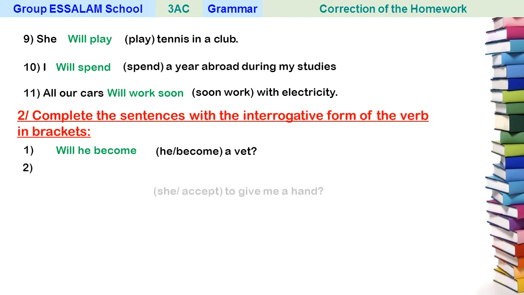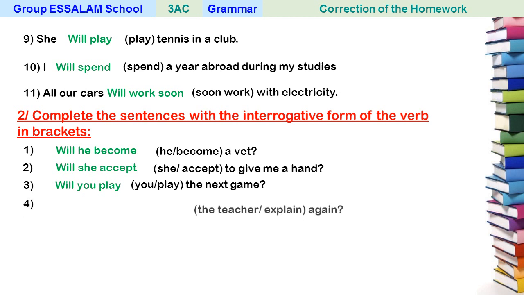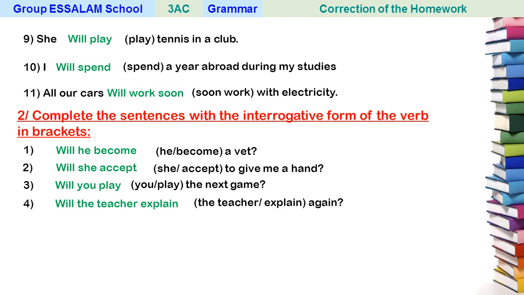Okay? Question mark. Number 2, she accepts to give me a hand. So the answer is, will she accept to give me a hand? Can we say she will accept to give me a hand? No, we cannot, because in the interrogative form you have subject inversion. You should start your question with will, plus subject plus verb. Number 3, you play the next game. Will you play the next game? Number 4, the teacher explain again. So the answer is, will the teacher explain again?